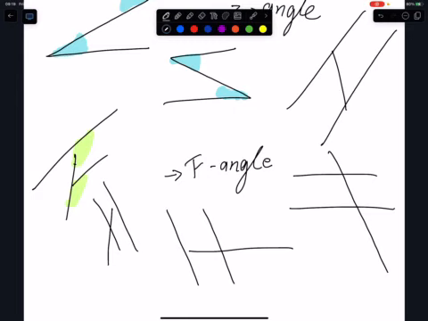All the angles within are the same. See? F, F, F. All these angles are the same. So if this were to be 70 degrees, by definition, here is also 70 degrees.